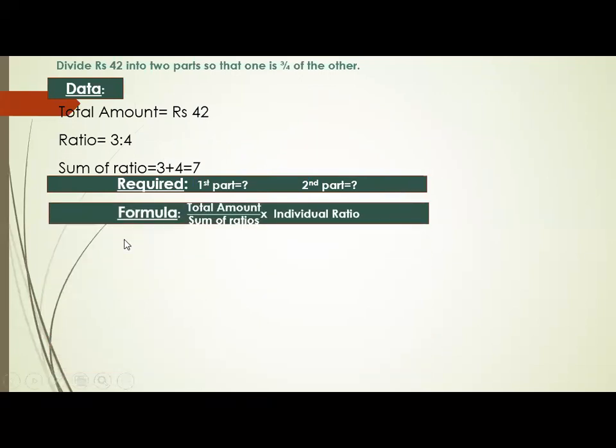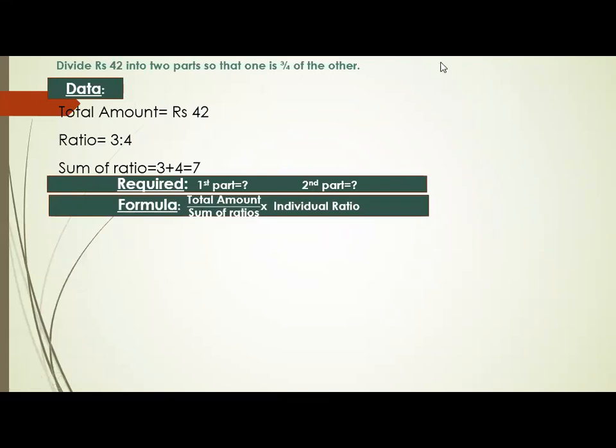In the formula, we get total amount upon sum of ratio into individual ratio. Can you share the answers with me quickly? So here in the solution, first we can find the first part. First part is equal to total amount 42 upon total ratio, sum of ratio 7, into 3.